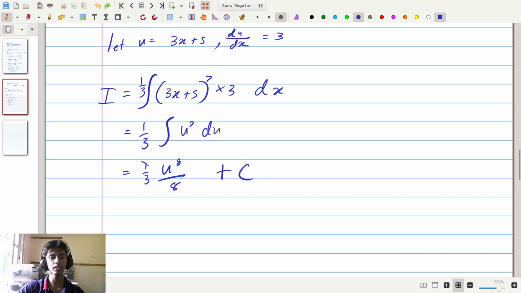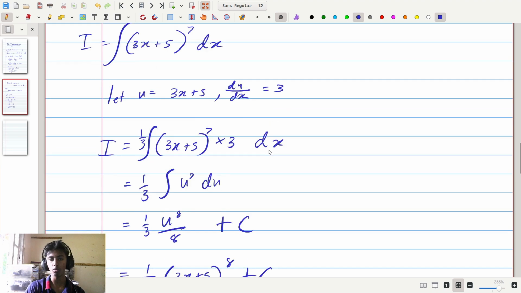Doing so, first off, what I'm going to do is take this 1/3 and this 1/8 and write it as 1/24. And then what we can see is that we have a u to the power of 8. Since we don't want any u's in our final answer, we're going to replace u with the corresponding value of x, which is 3x plus 5. Therefore, what we have is 1 divided by 24 times 3x plus 5 to the power of 8 plus c.